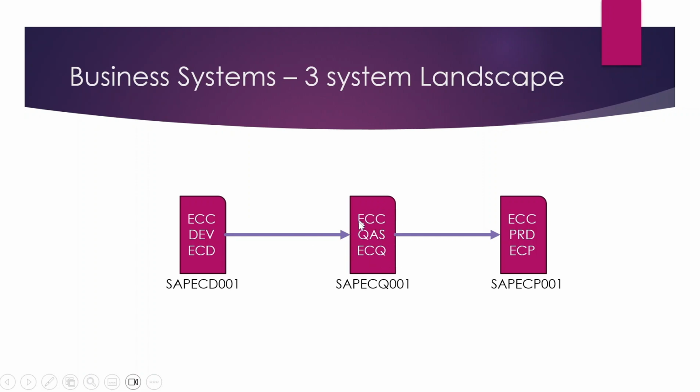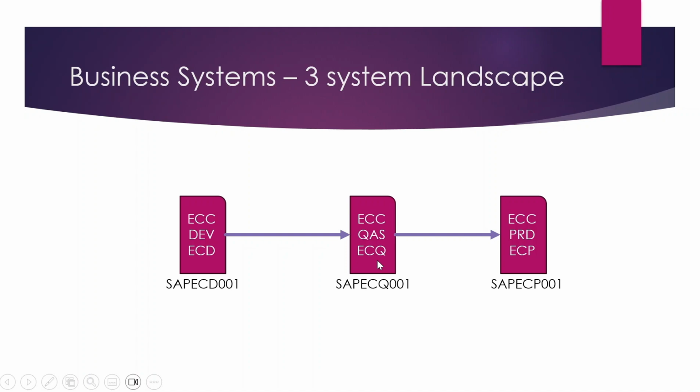If you see that in the quality system it is also confirmed that the problem is fixed, then you move the change to the production system. That's how the entire troubleshooting life cycle happens. So you need three systems. This is called a three system landscape.